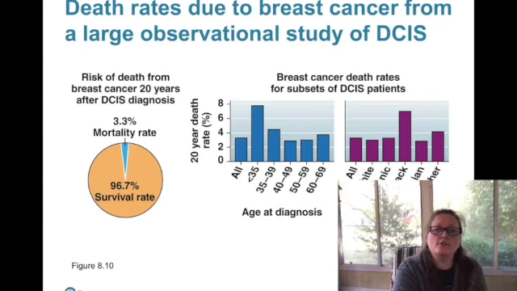So here they're showing death rates due to breast cancer from a huge study. We've got the age where they were diagnosed, and then we also have ethnicity. So there's different rates of this. And huge survival rate, mostly dependent on finding out when the person was diagnosed. This is why it's important to pay attention.